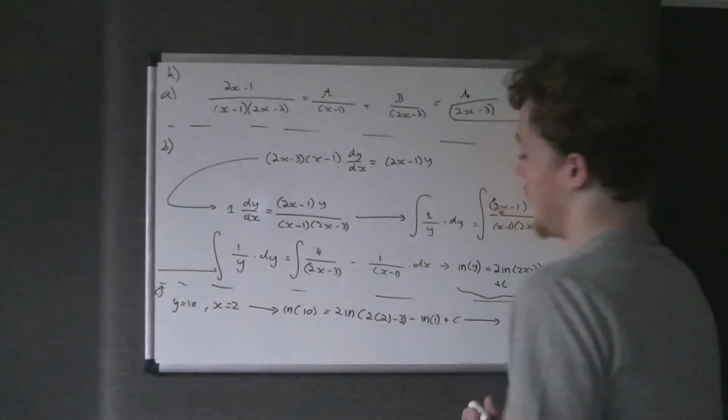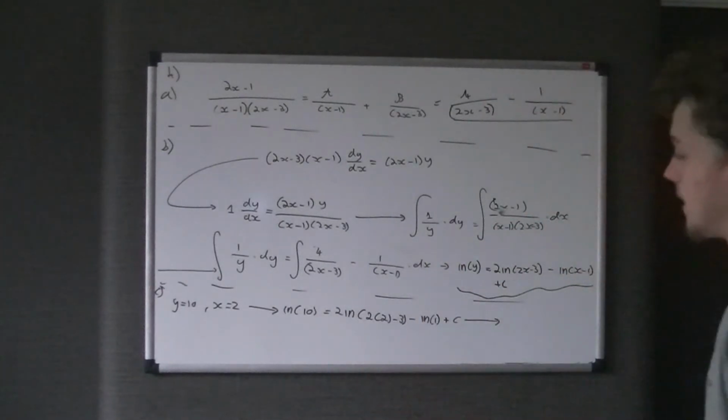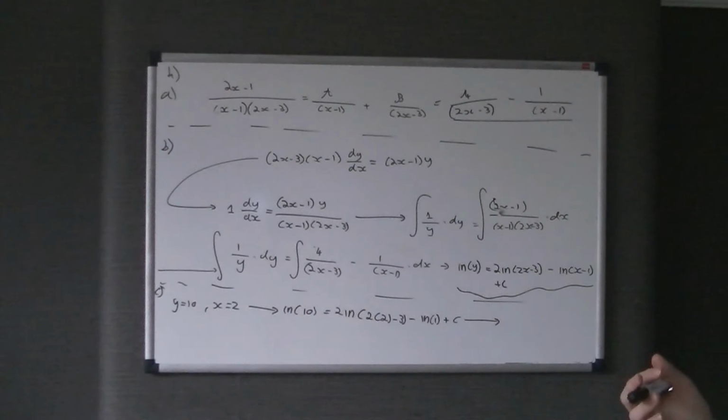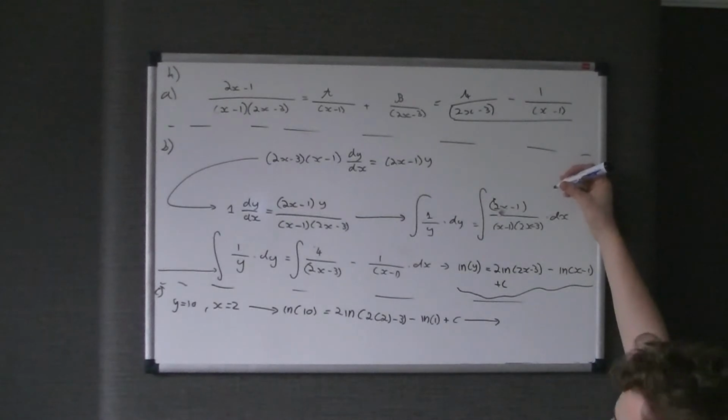Now, the ln of 1, well, we need to think, you could just put it in your calculator, you will find out that it is 0, because basically, e to the power of something, well, it's best explaining this, right?